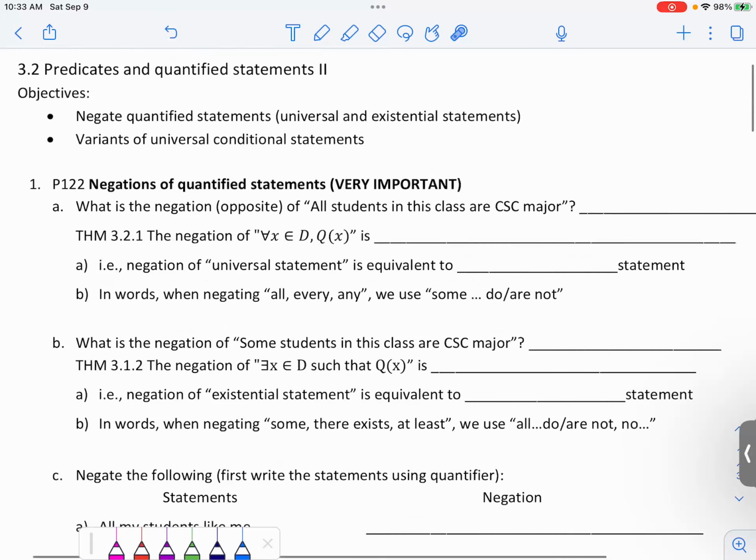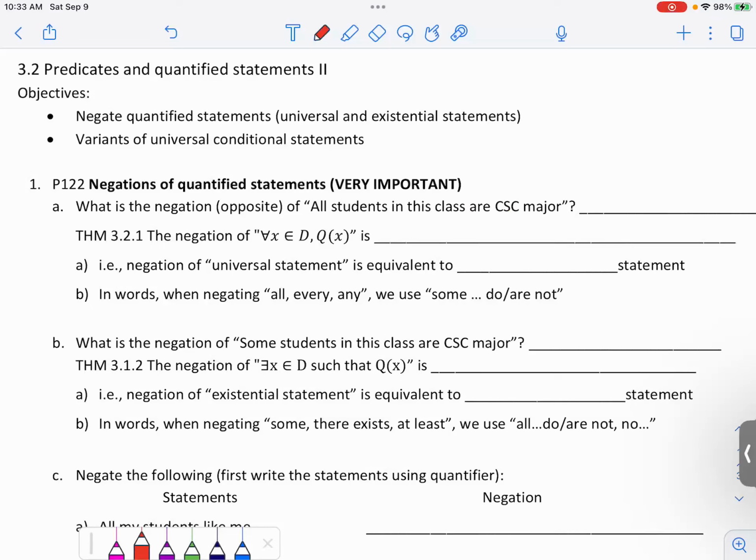Let's talk about how to negate quantified statements, including universal statements and existential statements. Well, let's take a look at the first statement here: all students in this class are computer science majors. And let's negate this one.